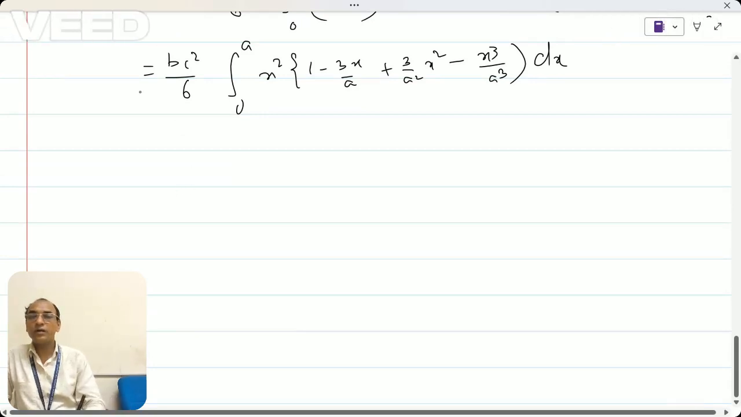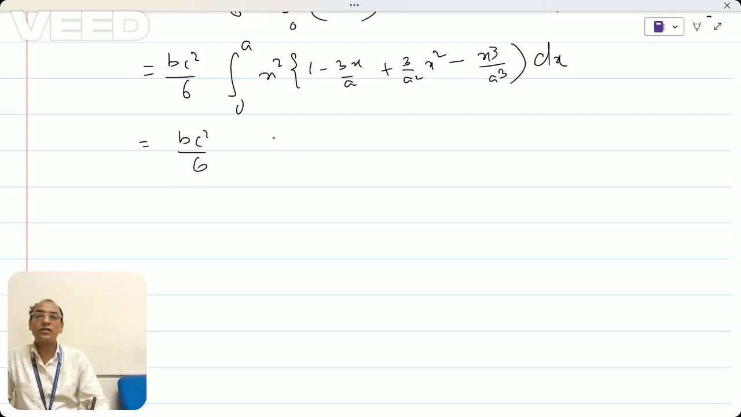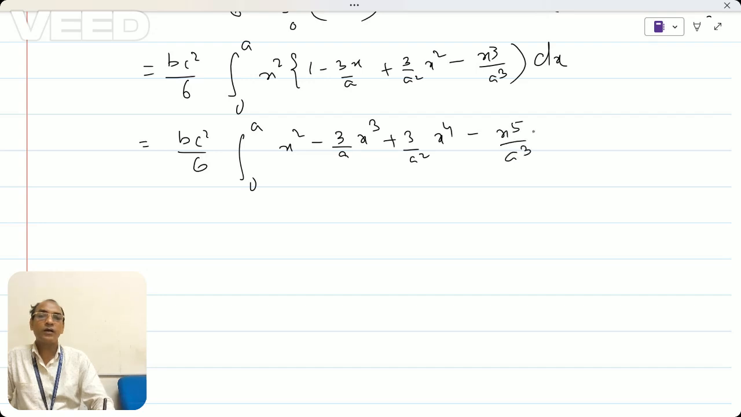So again we can rewrite it as bc square by 6, and this one integration 0 to a, x square minus 3 by a x cube plus 3 by a square x to the power 4 minus x to the power 5 by a cube. And now we will integrate it with respect to x.